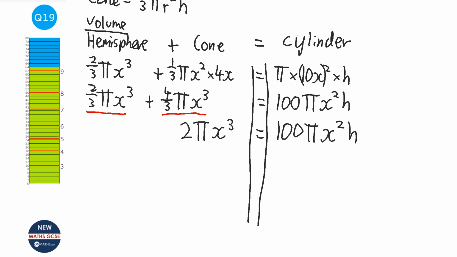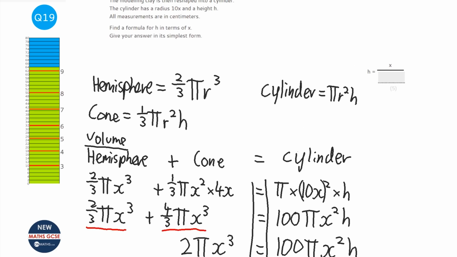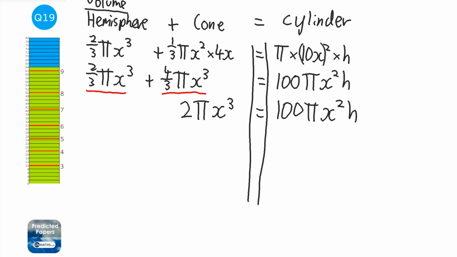Brilliant. Okay, now let's just check to see what it wants. It wants a formula of h in terms of x, so it wants h equals. Okay, so first thing I need to do, well, let's have a look. What's easy to do? Well, what's easy to do is just divide both sides by pi. Let's get rid of the pi's. So 2x cubed equals 100 x squared h.